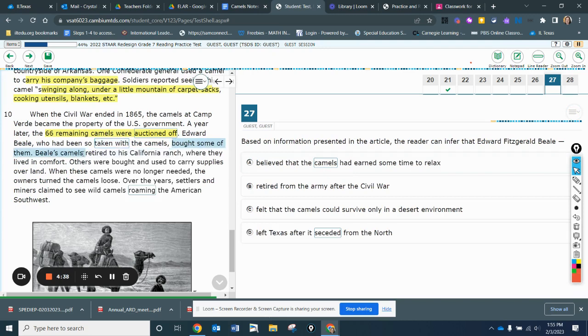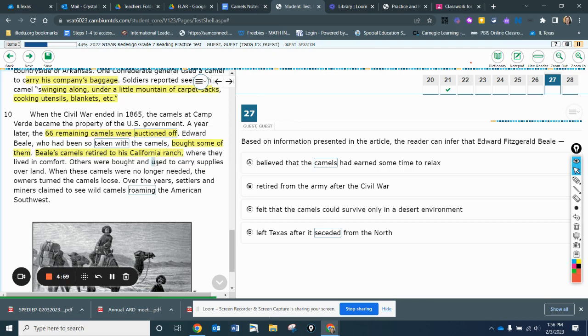That's important. We know we have a question about Bill. He bought some of the camels. Bill's camels retired to his California ranch. That's important. What did he do with the camels? Where they lived in comfort. Others were bought and used to carry supplies over land.